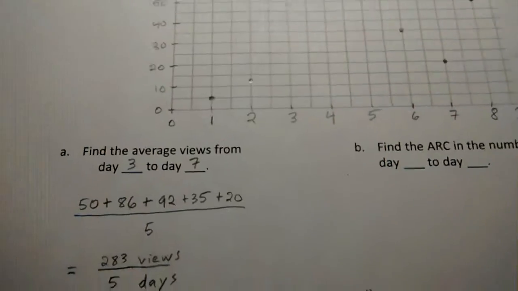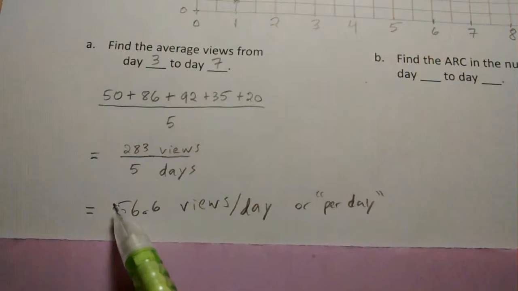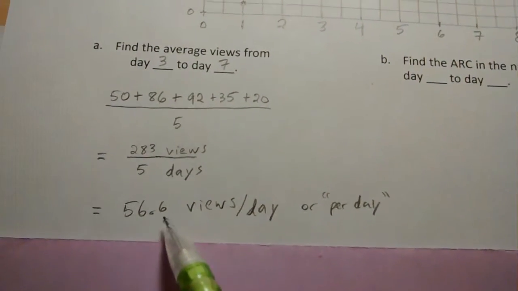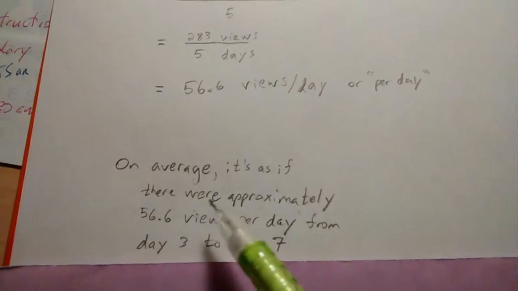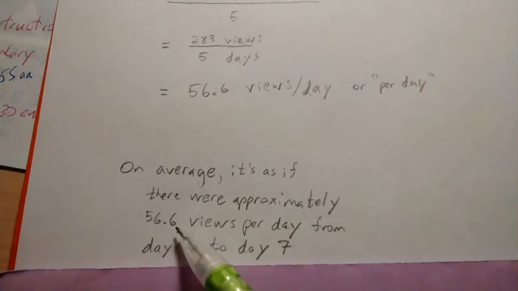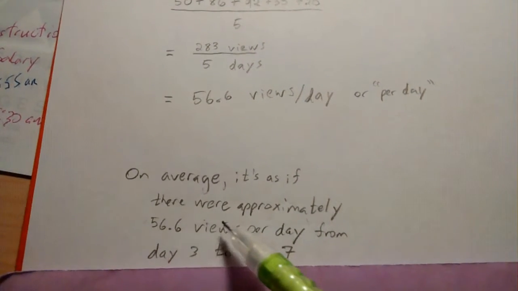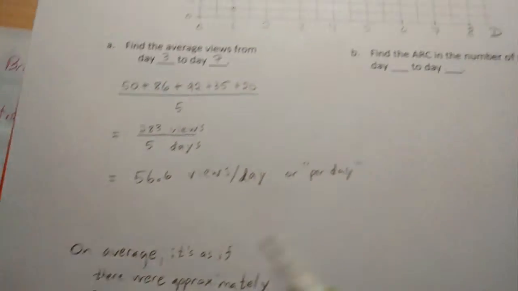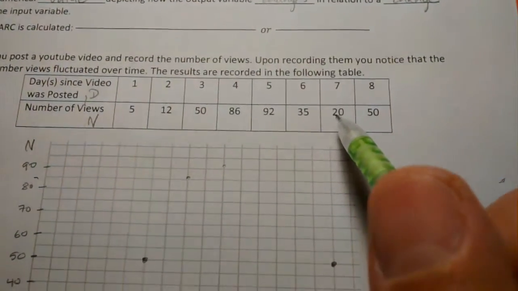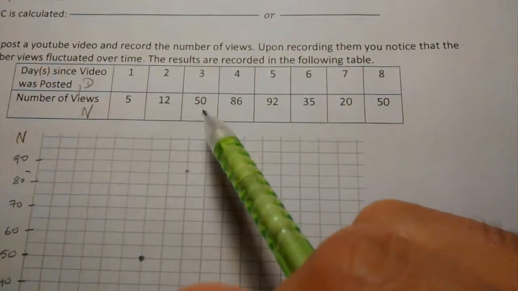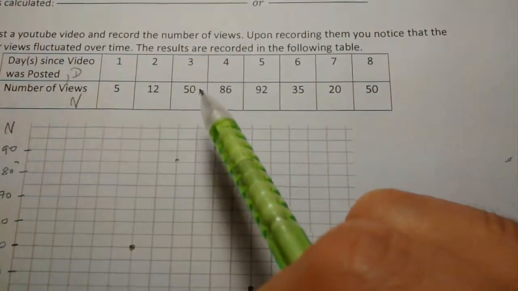So I just want you to think about this English statement here that would really explain what this means. So see if you can buy into this. On average, it's as if there were approximately 56.6 views per day from day 3 to day 7, or 56 views on each day. It's as if that occurred. It's as if on each of these days here 56.6 views happened. Now that didn't literally happen, so that's why I say as if. And so it has the effect though of that occurring.